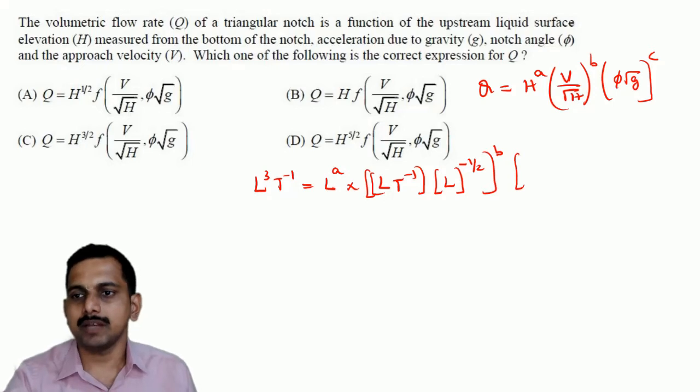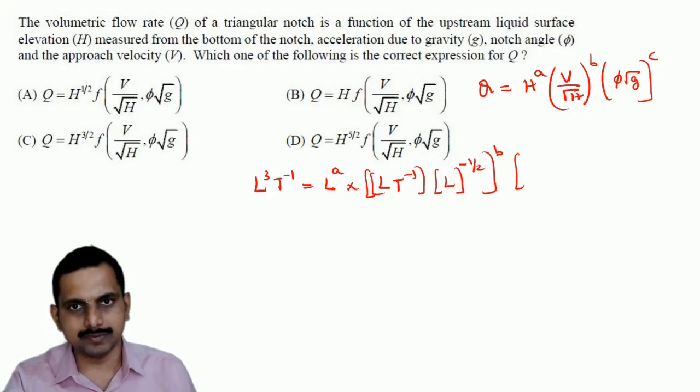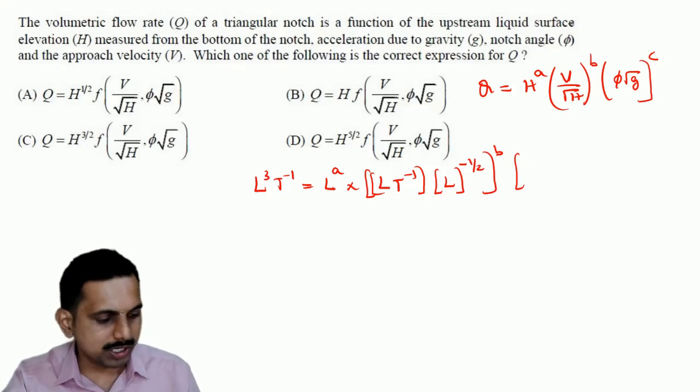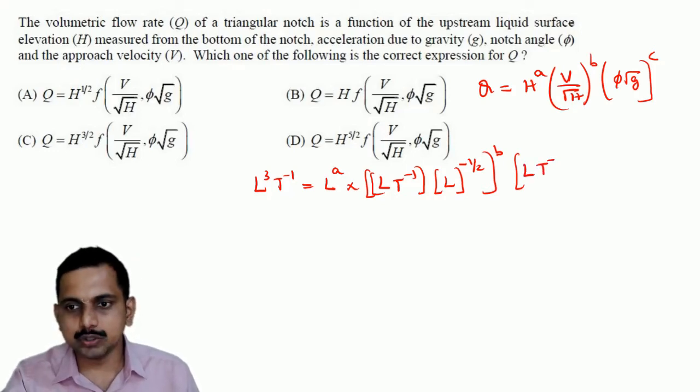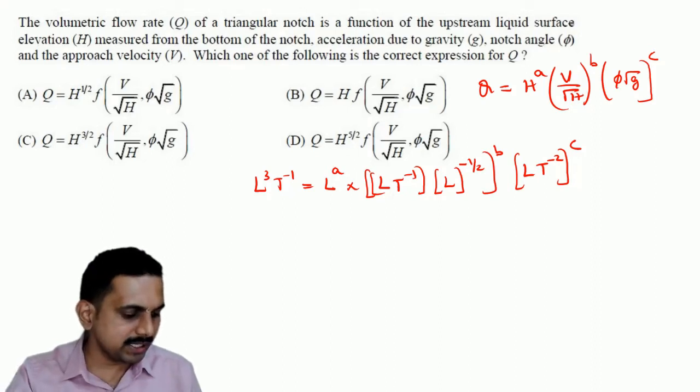Phi doesn't have any units, no dimensions for that, because it is a ratio of circumference to the radius, so no dimensions. Now root of g is L t raised to minus 2 raised to c. Now when we do the simplification, we get the equations like this.